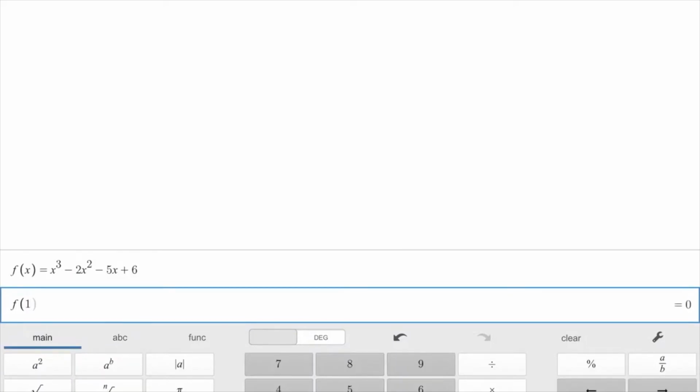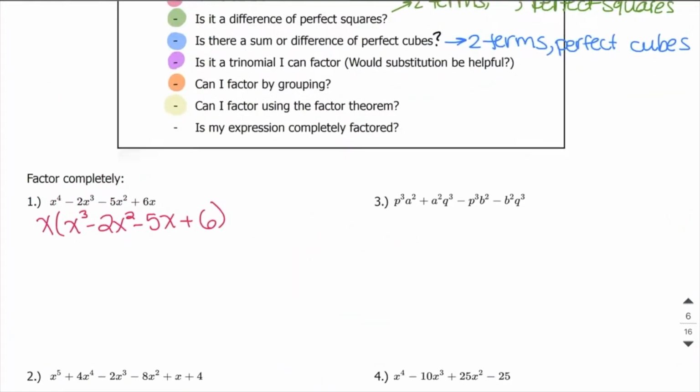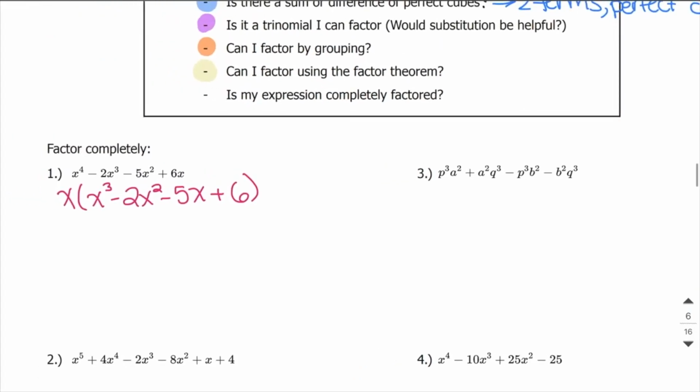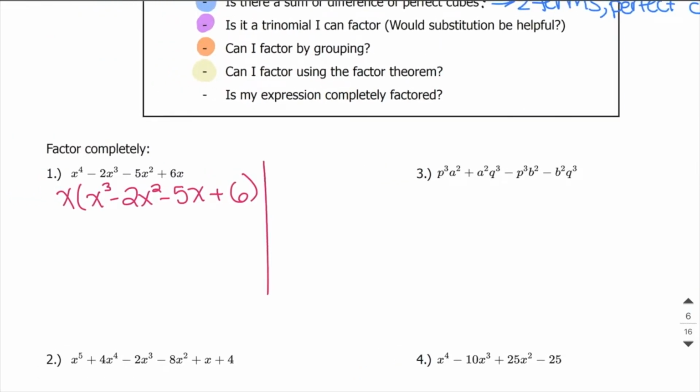I get a remainder of 0. This is awesome, so I can factor this out using synthetic division. Over here on the side, I'm going to write out 1, -2, -5, and 6, and I'm going to do my synthetic division for it. And I'm just going to separate this so I have space.